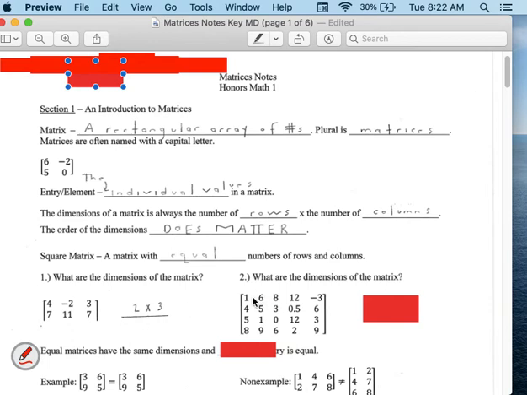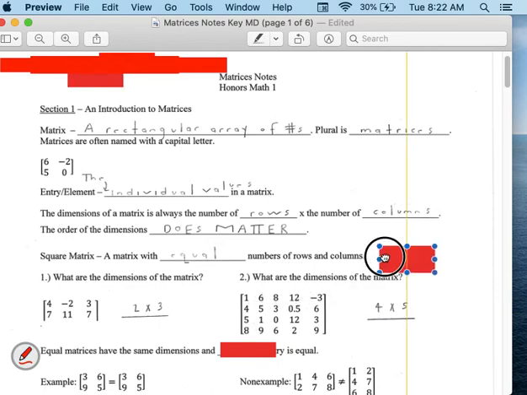What about the second example? 1, 2, 3, 4 by 5. 4 by 5.